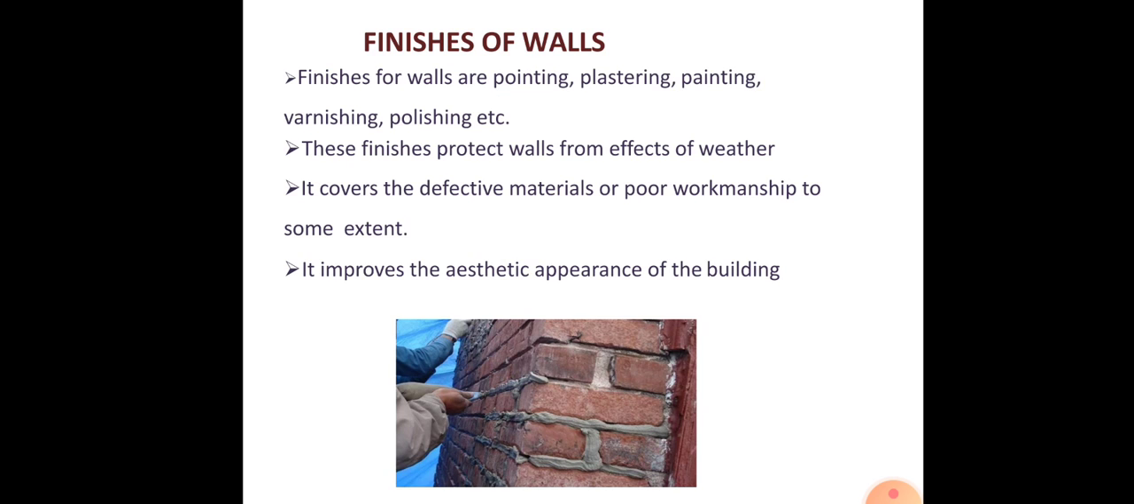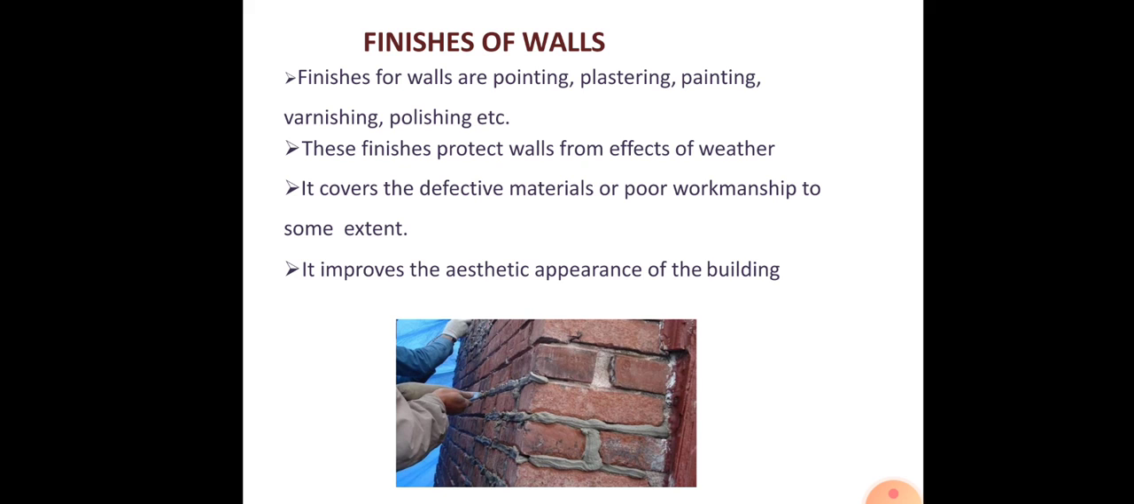And of course we have the final component, that is the finishes. Wall finishes give a good aesthetic appearance to the building. There are various types of finishes like pointing, plastering, painting, varnishing, polishing, etc. They protect the building from the effects of weather, and give a good aesthetic appearance to the building, and they also cover the defective materials, or if the workmanship is not very neat, everything will be covered by the finishes.